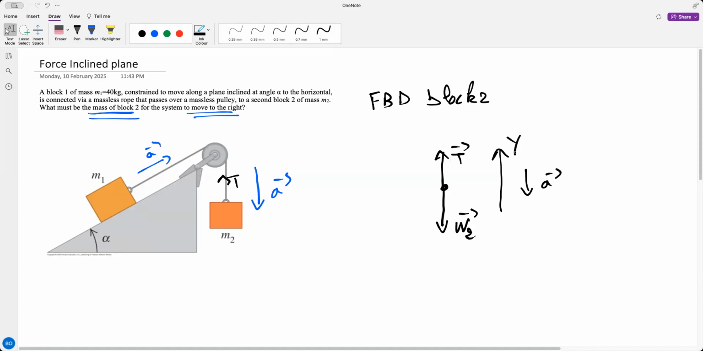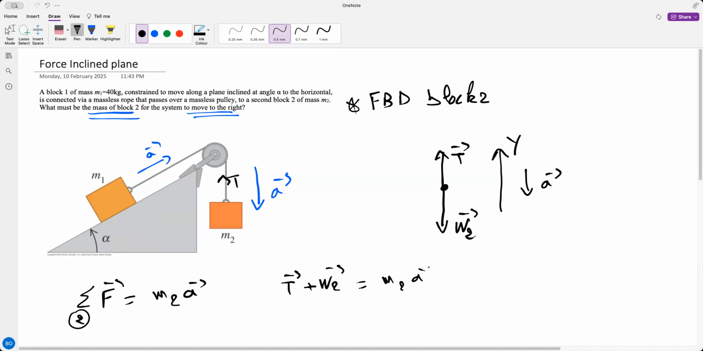Now, if I choose my y-axis in the upward direction, then the second law of Newton applied for block 2 is: the sum of the forces acting on block 2 equals the mass of block 2 times the acceleration. So in this case, T plus W2 is equal to m2a. Now, if I project this along the y-axis, you can see that T is positive and W is negative, and also the acceleration is negative.